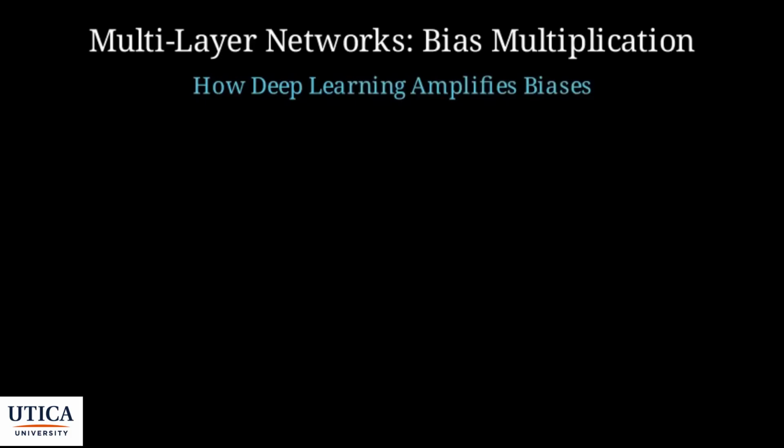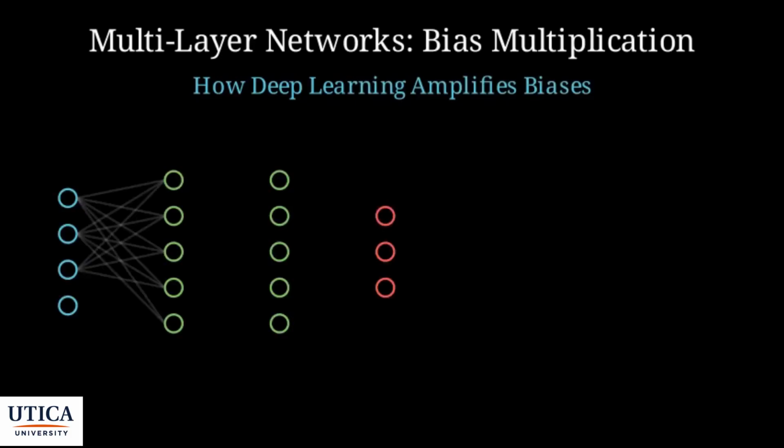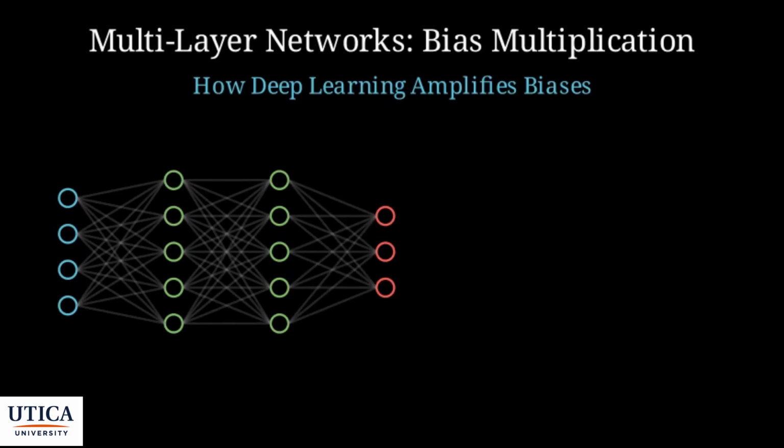Let's explore how neural networks with multiple layers can actually amplify bias in ways that we might not expect. Here we have a typical neural network. It consists of an input layer in blue, two hidden layers in green, and an output layer in red. Each layer contains multiple nodes of artificial neurons. These nodes are all interconnected, with each connection carrying a weight that can either amplify or dampen the signal that's passing through them. Information flows from the input layer through the hidden layers and finally to the output layer where decisions are made.